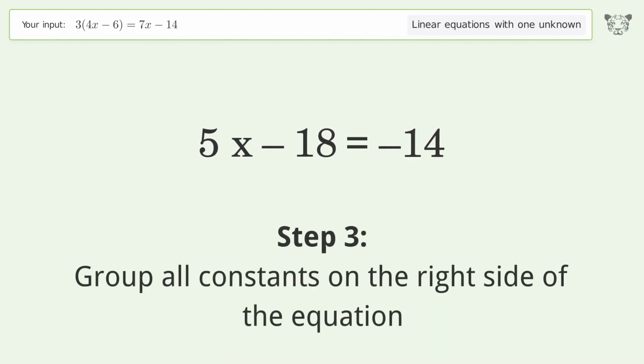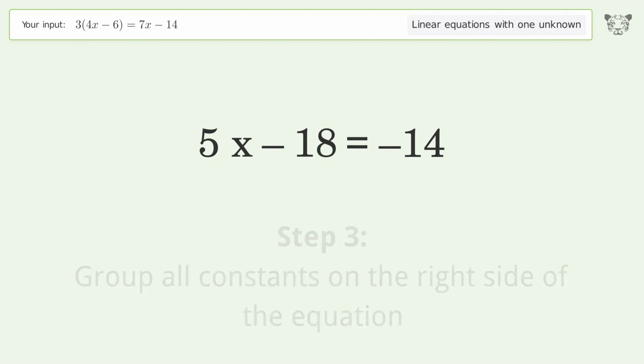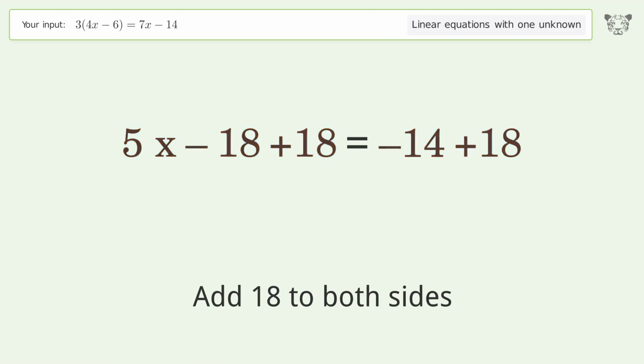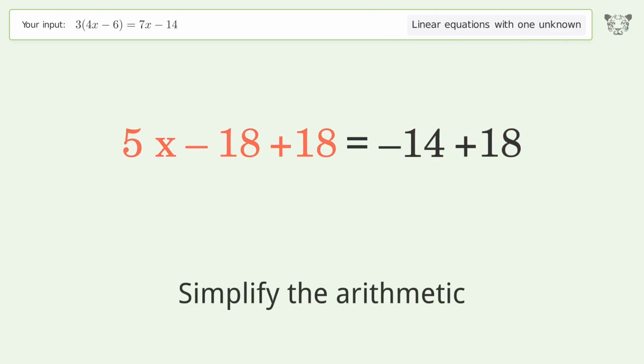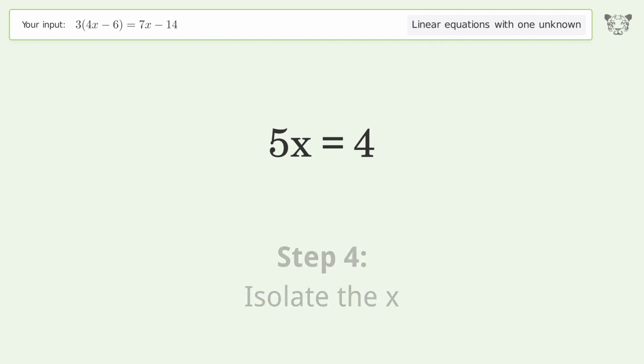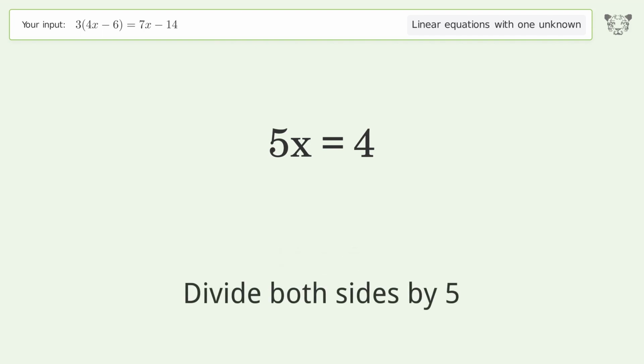Group all constants on the right side of the equation. Add 18 to both sides. Simplify the arithmetic. Isolate the x. Divide both sides by 5.